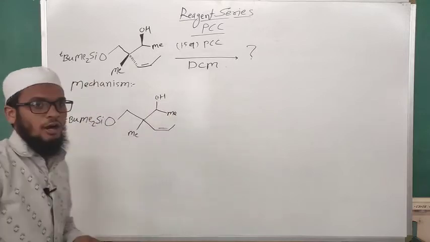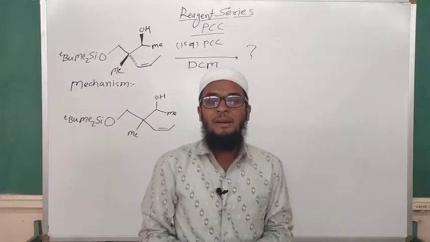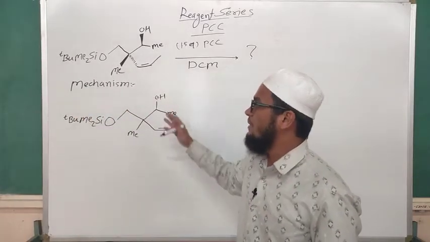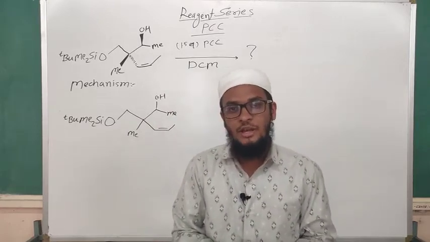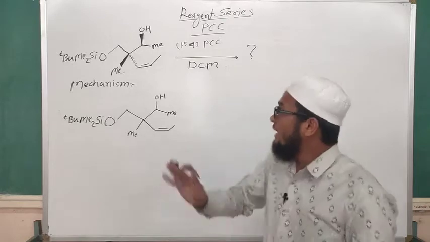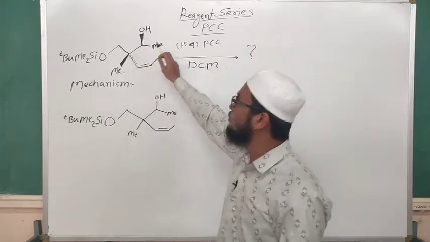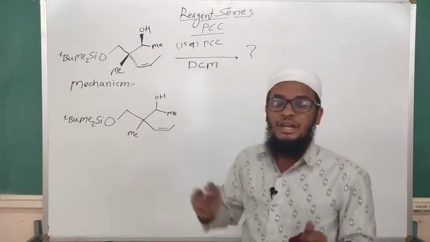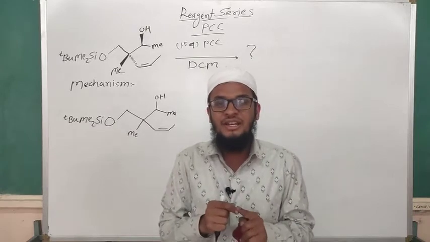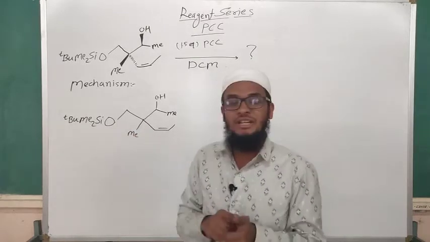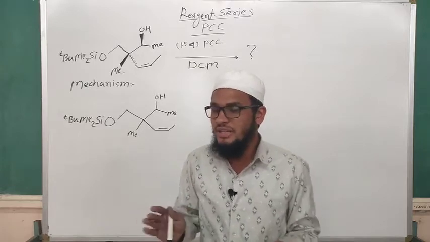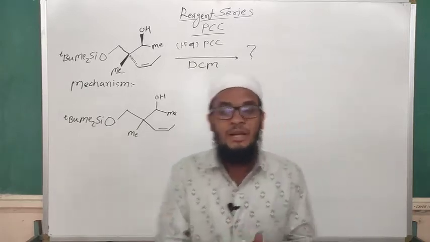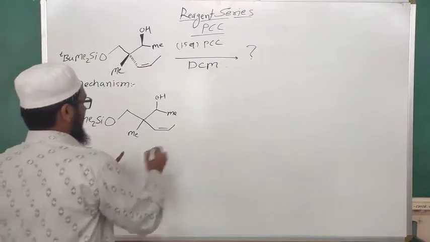Now for the sake of understanding the mechanism, I am not showing any stereochemistry, and stereochemistry is not expected in this question. What is expected is the conversion of this alcohol into aldehyde by using PCC. So don't worry about the stereochemistry, just go on writing its mechanism. Just be with me.